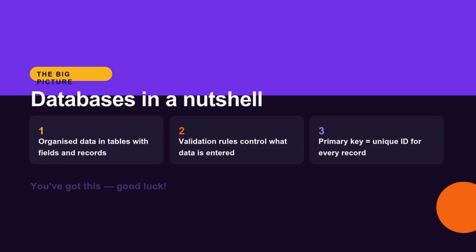Let us recap the whole topic. A database is an organized collection of data. Fields are columns, records are rows. Validation rules keep data accurate. Data types define what kind of data goes in a field. A primary key uniquely identifies each record. Well done.